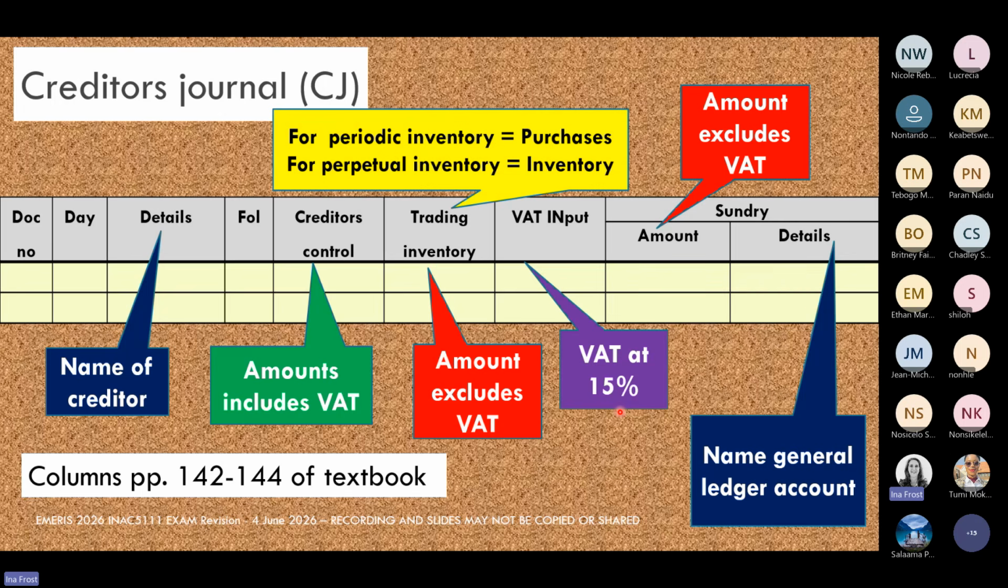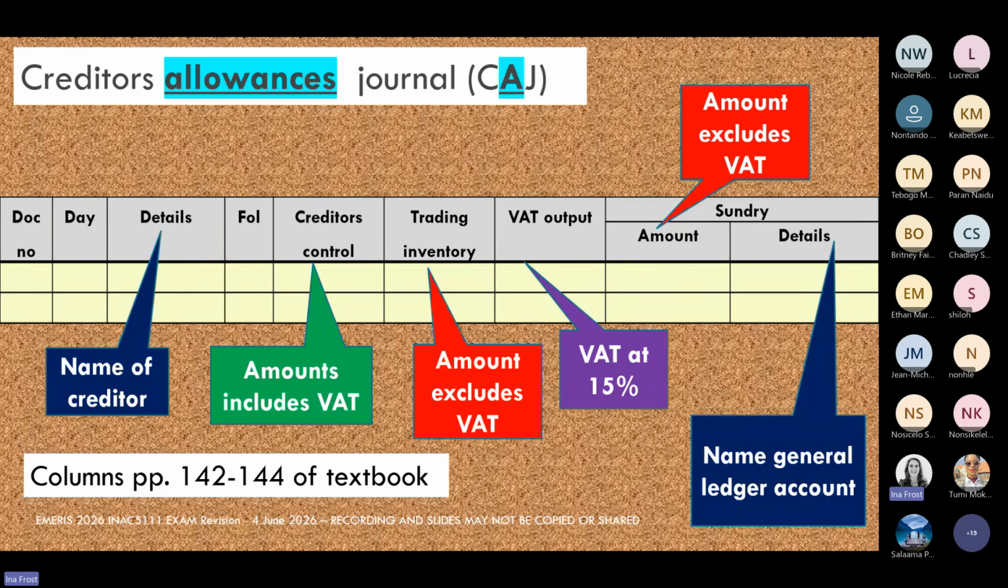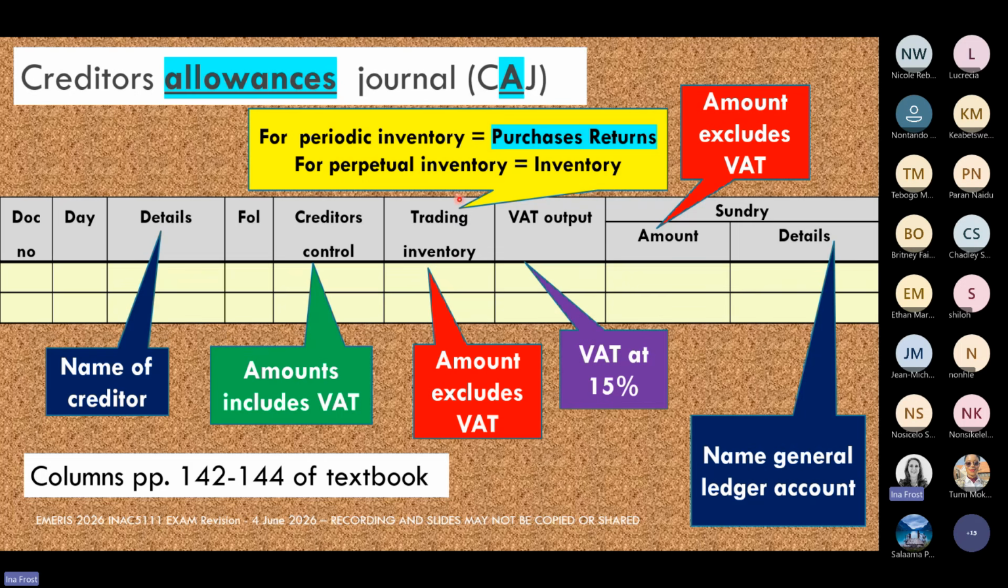If the business was making use of the periodic inventory system, then the name of this column will be changed to purchases. In my creditors allowances column, the information is going to be the same, except that this column's name is going to change to purchases returns if the business is using periodic inventory.